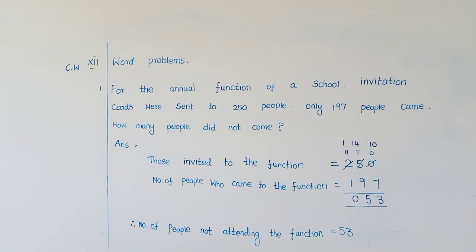For the annual function of his school, invitation cards were sent to 250 people. Only 197 people came. How many people did not come? Answer. Those invited to the function is equal to 250, number of people.